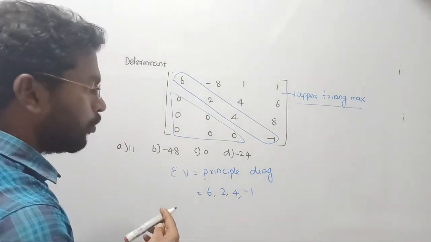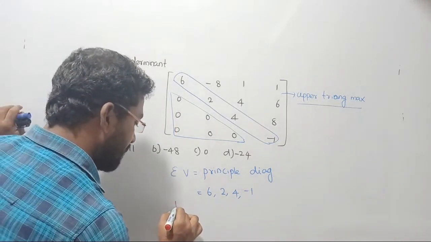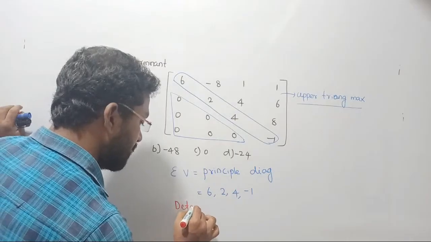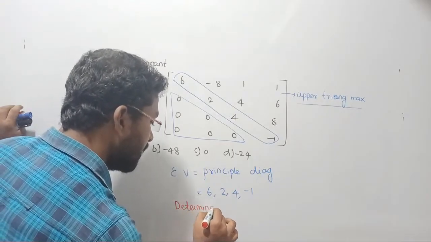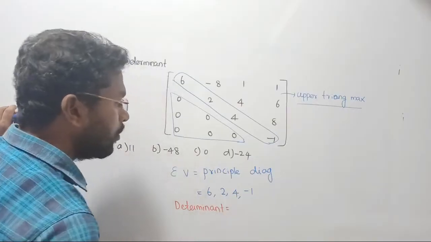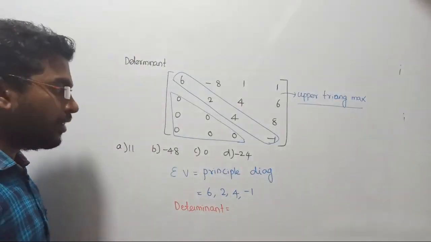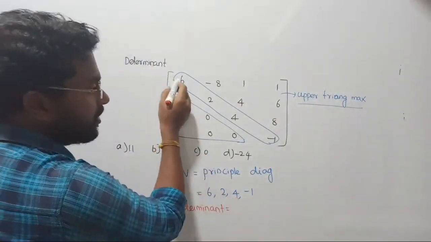Now, we all know one more property. What we know is the determinant of the matrix. So let us write: determinant of the matrix should be equal to the product of the eigenvalues. Do you all agree with me? Yes. Or we can say the principal diagonal product.